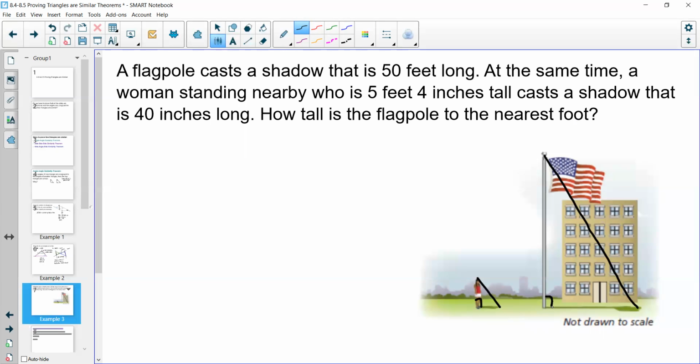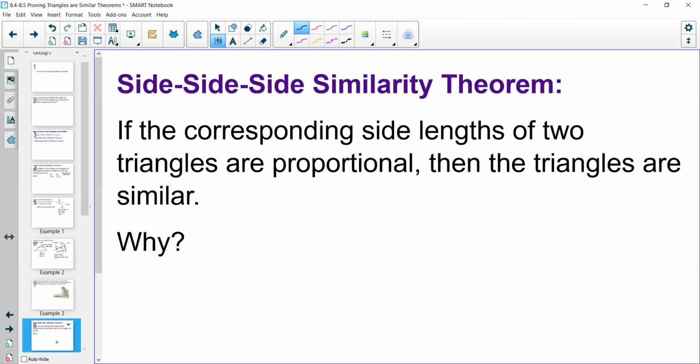Well, this angle has to be the same. We know these two are the same, so how can we figure that out? Well, really what we want to ask ourselves is, can I figure this out? Well, if we can show those triangles are similar, then we can. But let's move on here. Let's talk about other ways to show that triangles are similar.